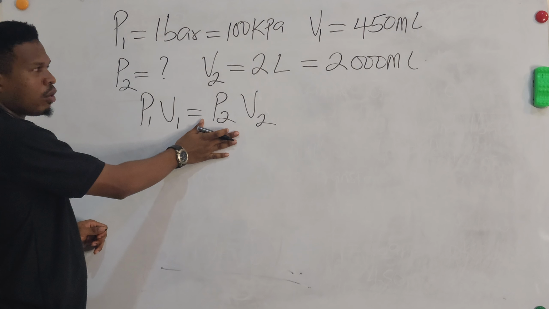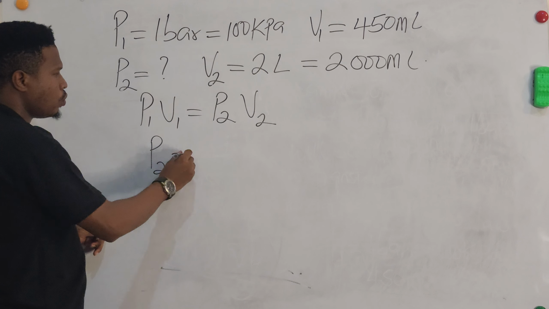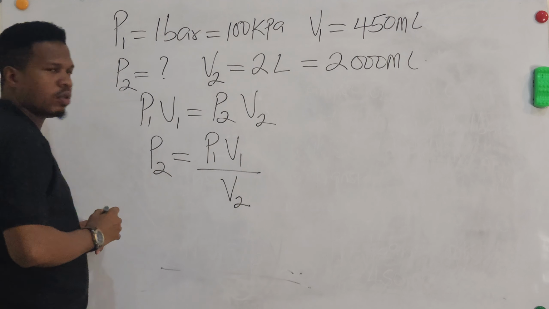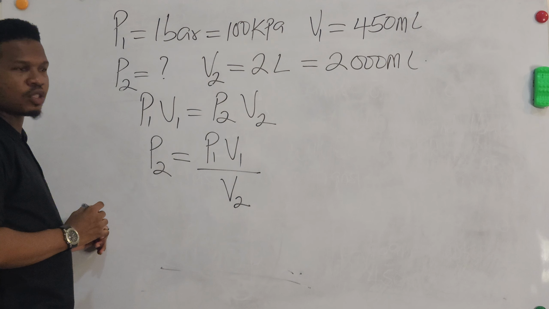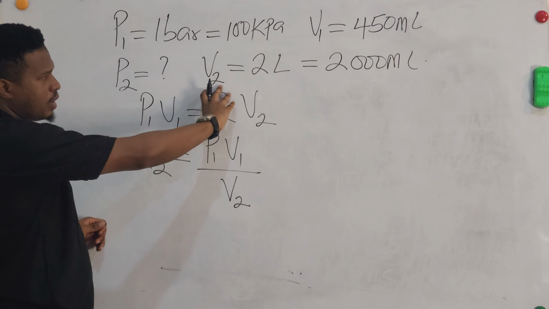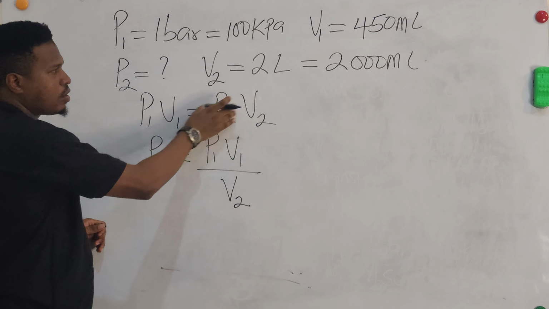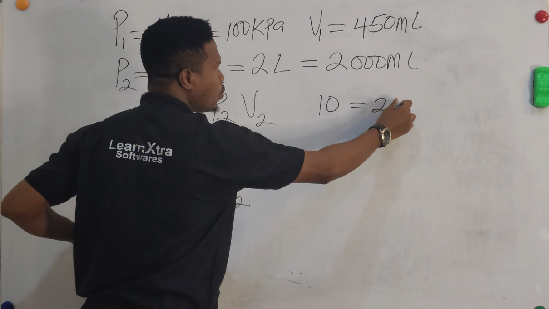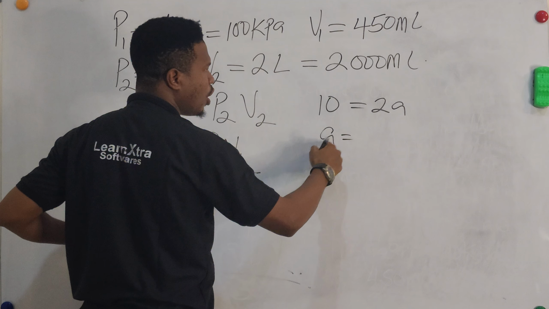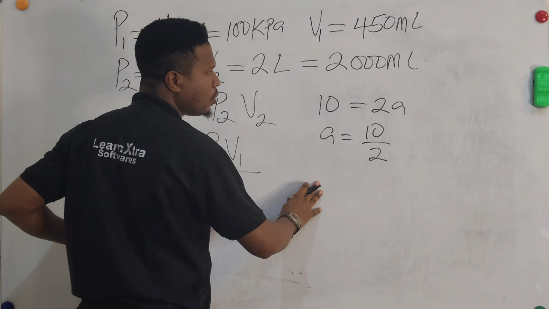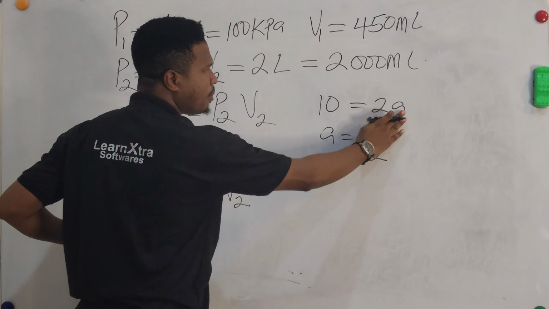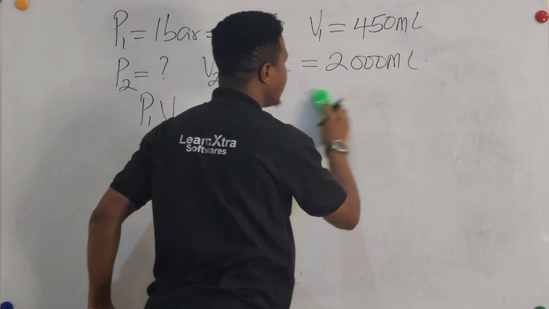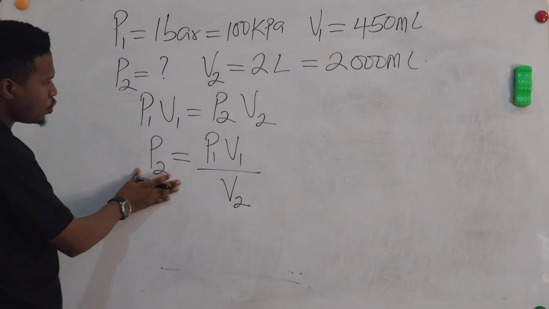Making P2 subject of formula, we have that P2 is equal to P1V1 all over V2. I hope you know how to make something subject of formula. If you're looking for P2, you divide both sides by what is close to it, which is V2. Like in maths, if you have 10 is equal to 2a, and you're looking for a, it becomes 10 over 2. You divide both sides by 2. You can actually do that and get a, but that's not what we are here for. So look at this: we have P2 is equal to this.